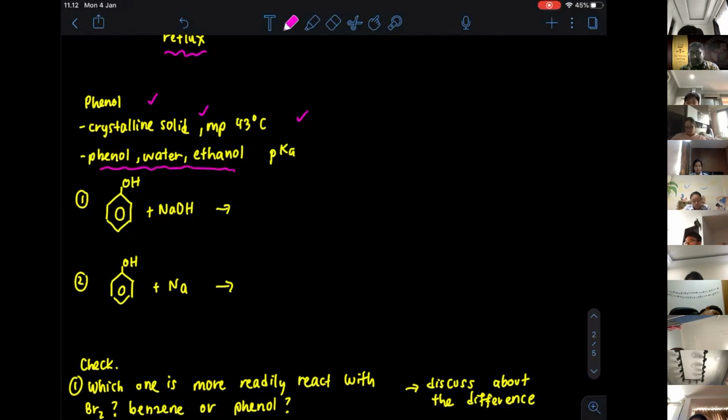Maybe I'll try to ask someone over here. Shane, which one do you think is more acidic between these 3? Phenol, water, or ethanol? Phenol. Okay, phenol is more acidic. Good, it's correct. So why is that, Shane? Actually, there are 2 explanations given. Use any explanation to explain why phenol is more acidic.